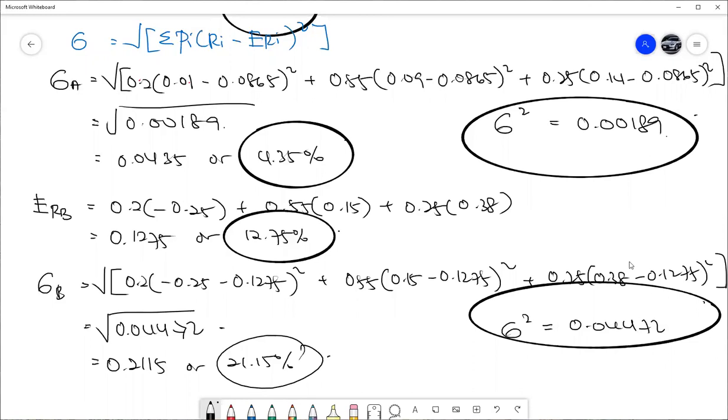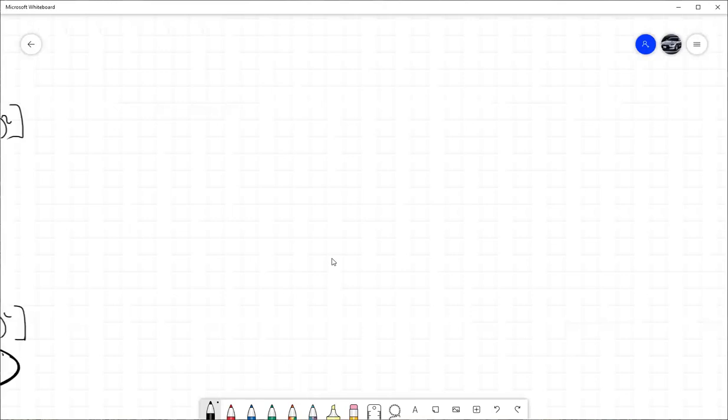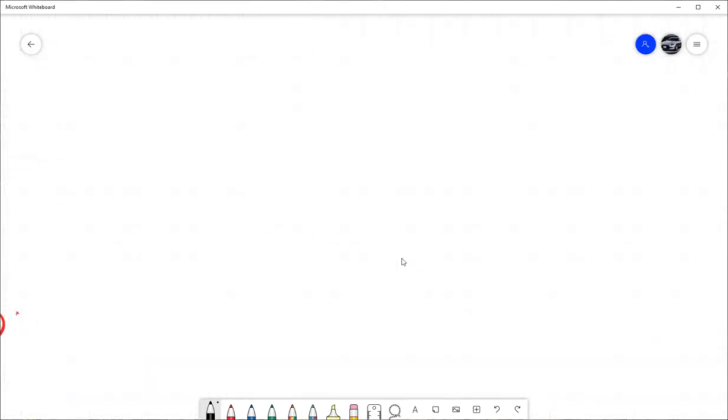So now we move on to the portfolio. Let's look at C. What is the expected return on a portfolio consisting of 80% A and the balance in B? So you're creating a portfolio now. Your investment will be 80% holding of stock A, and the balance will be in stock B.